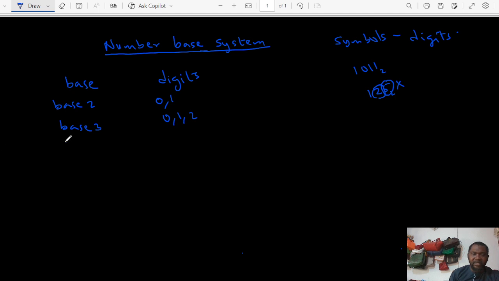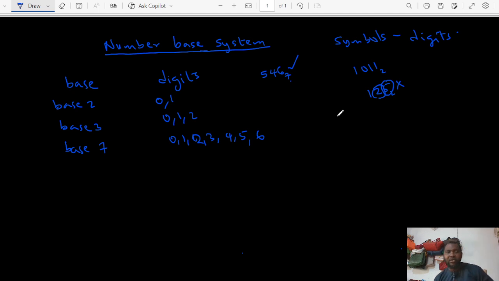Now the same thing if I have base 7, the only digits I have in base 7 are 0, 1, 2, 3, 4, 5, 6. So that means I can actually say something like 546 in base 7. This is correct because base 7 can only have digits that are less than 7. It can never have a digit that is equal to its own value, right? So that's the first thing for you to note.